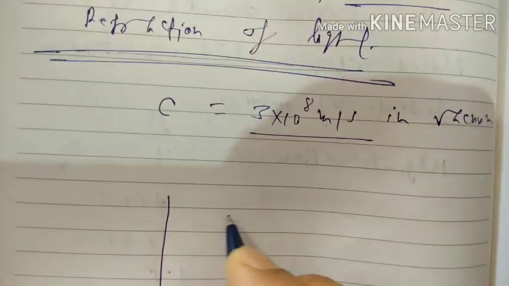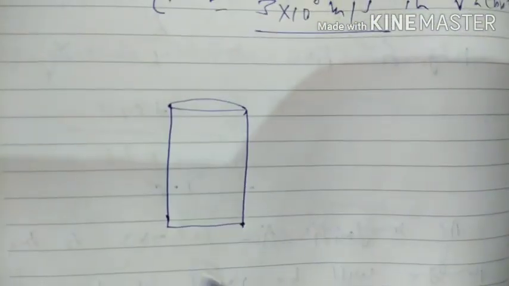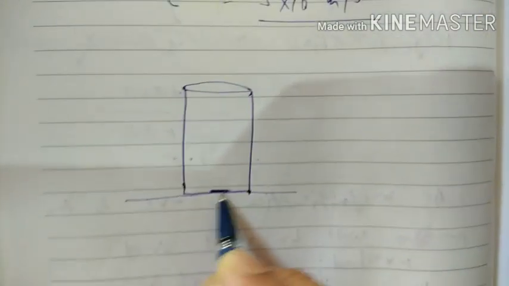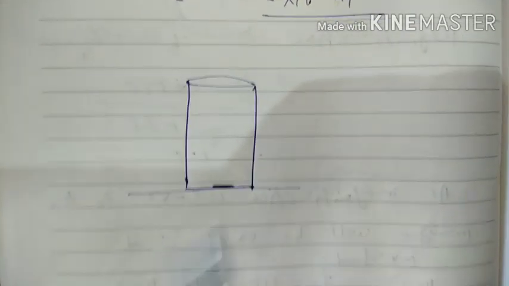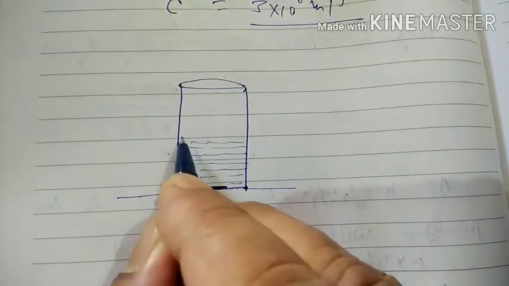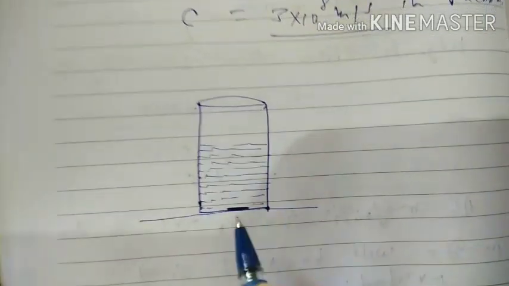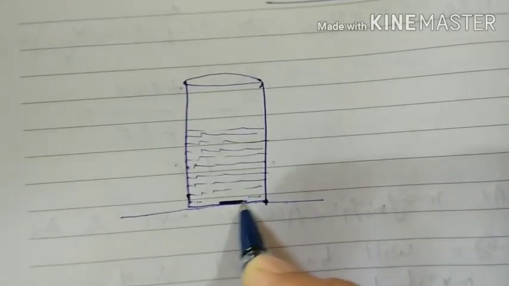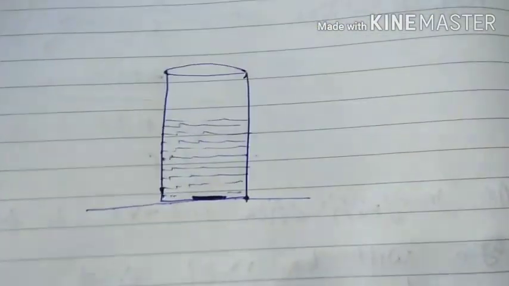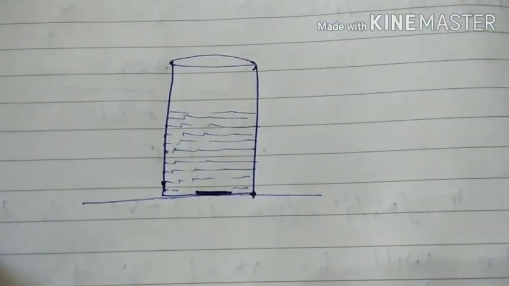The second example: take a glass of water. Suppose this glass is transparent. Put this glass on a tabletop. Now put a coin at the bottom of this glass. You fill this glass half with water. Now, what do you observe? You observe that the coin is not present at its original position. It looks higher than its original position.